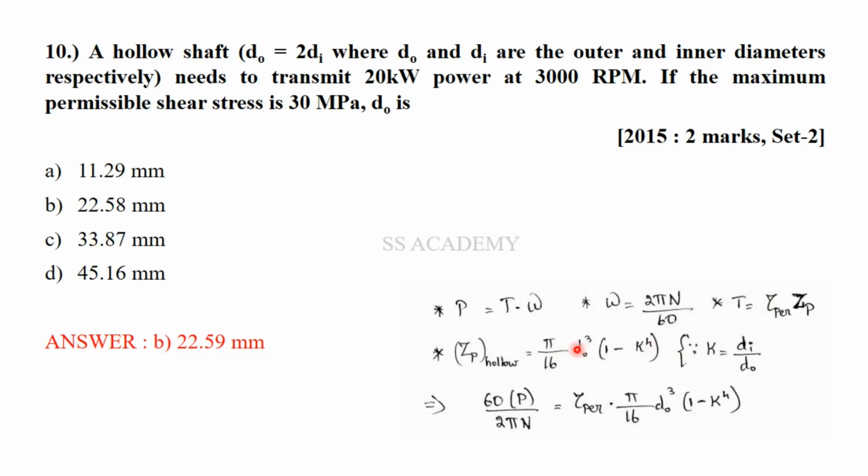From these equations, we can derive this equation as 60P divided by 2 pi n is equal to tau per into pi by 16 d0 cube into 1 minus k power 4. Just by substituting all the other values given, you can find the cube of the diameter. And just by taking the cube root, you will get the diameter to be 22.59 mm is the actual calculation. And since it is a multi-option question, you can see that 22.58 corresponds to this. So B is the right answer.